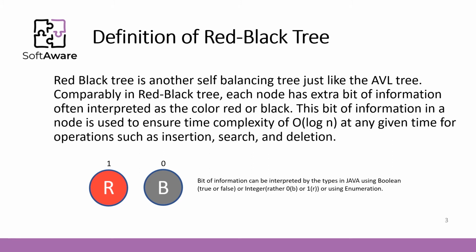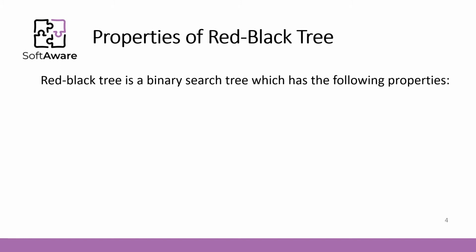The bit of information can be interpreted by the types in Java using Boolean or integer or using enumeration. We will be using integer to determine the color of a node in a red-black tree in upcoming lectures. Red-black tree is a binary search tree and has the following properties.